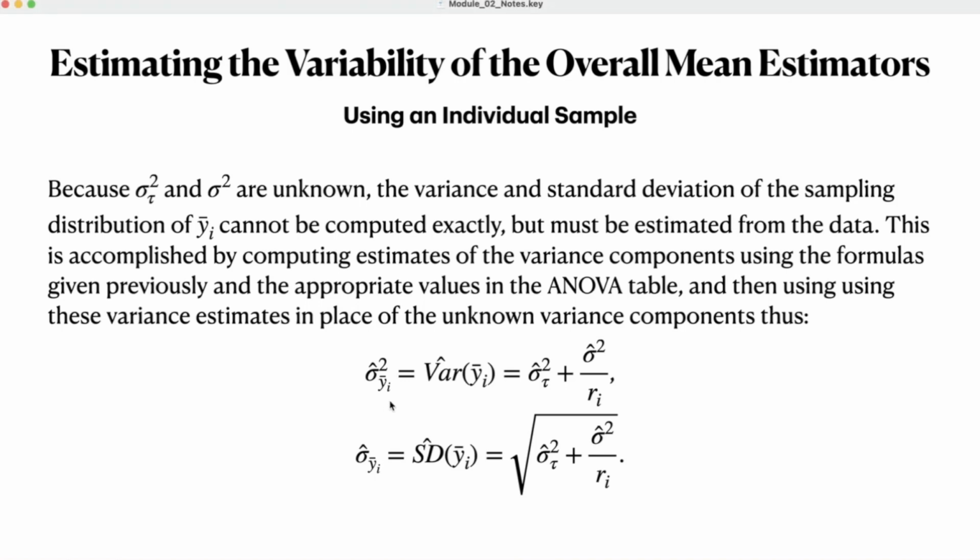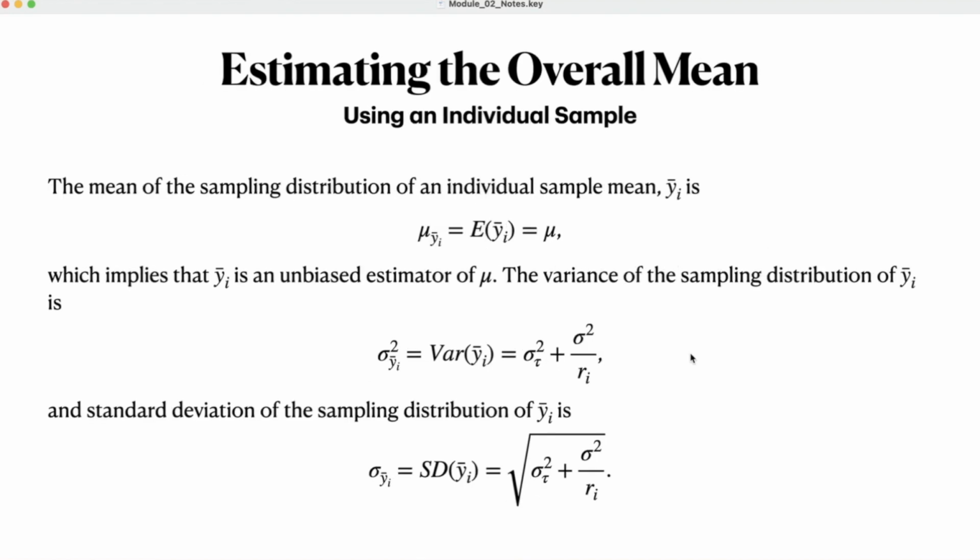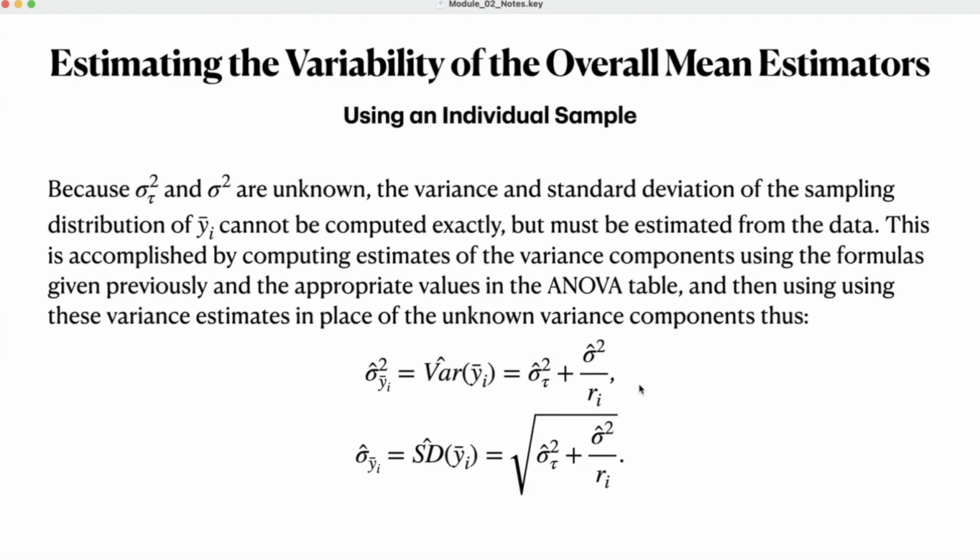So, for example, to get the estimate for the variance of the sampling distribution of y bar sub I, we replace these variance components in the exact formulas with these estimates. So sigma hat squared sub y bar I would be equal to sigma hat squared sub tau plus sigma hat squared over r sub I. Again, let me just scroll back here. We're just replacing these guys right here with their estimates. Once we have the estimated variance of y bar sub I, we can take the square root of that to get the estimated standard error. So the estimated standard error of y bar sub I would be the square root of that expression.